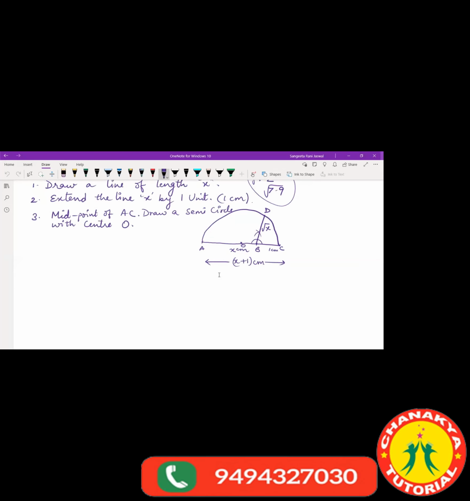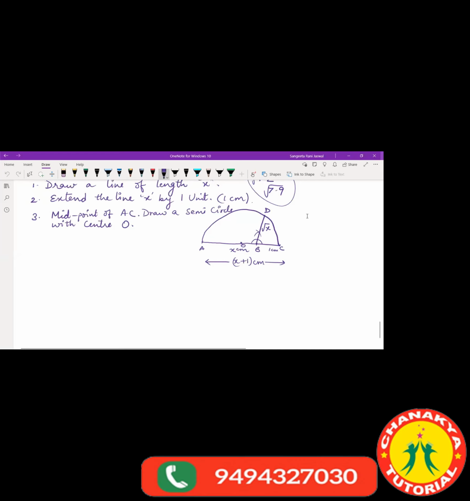But before that, I told you yesterday that the distance B to D is your root over x. Everyone understood till here? If you are asked to find root over x, this is how you find it. You draw a length of x centimeters first, and then you extend 1 unit, add to it. Then the whole base becomes x plus 1 centimeters. Then keeping the center O, you draw a semicircle over it. This much you understood?